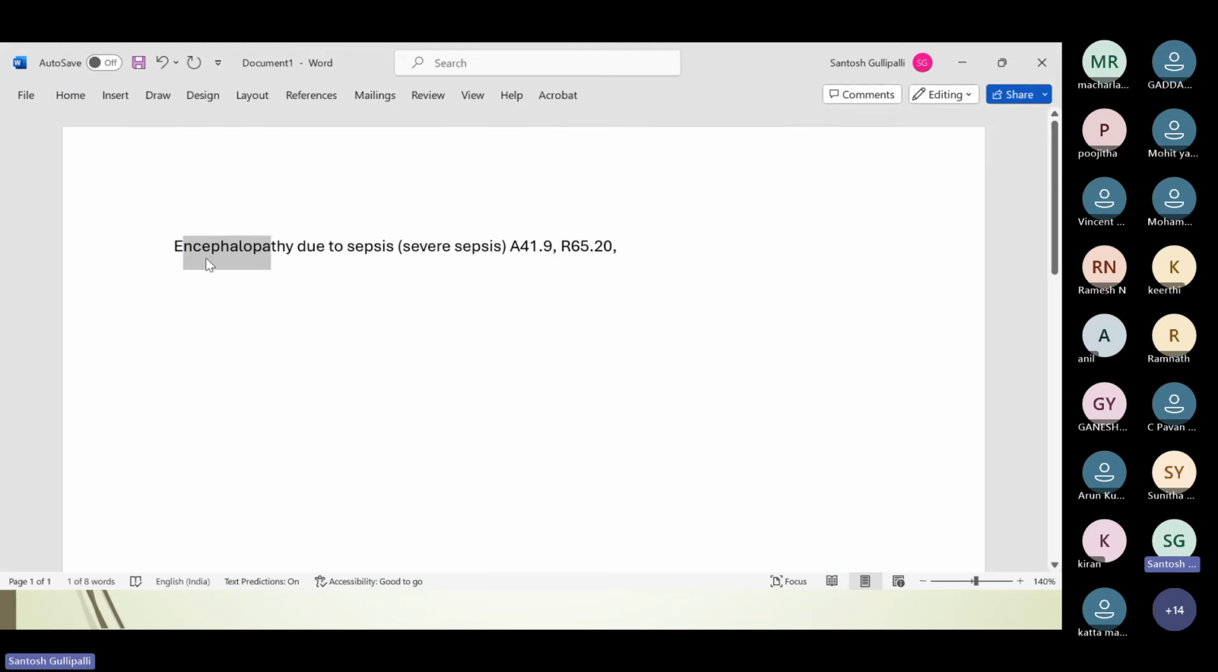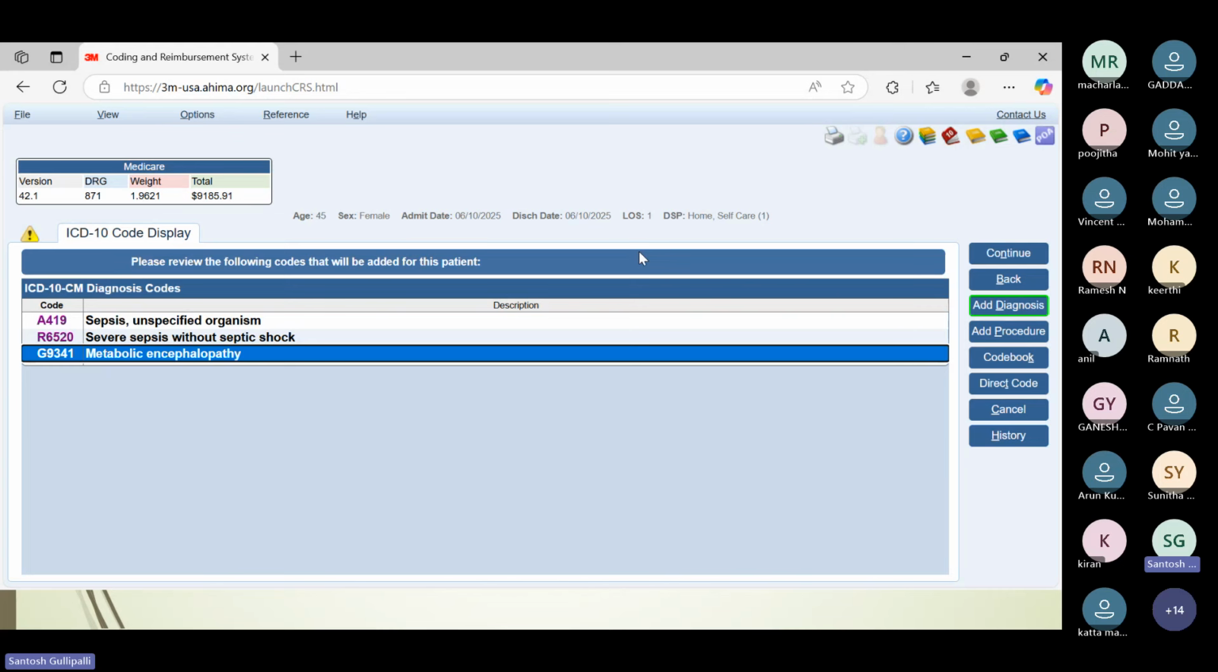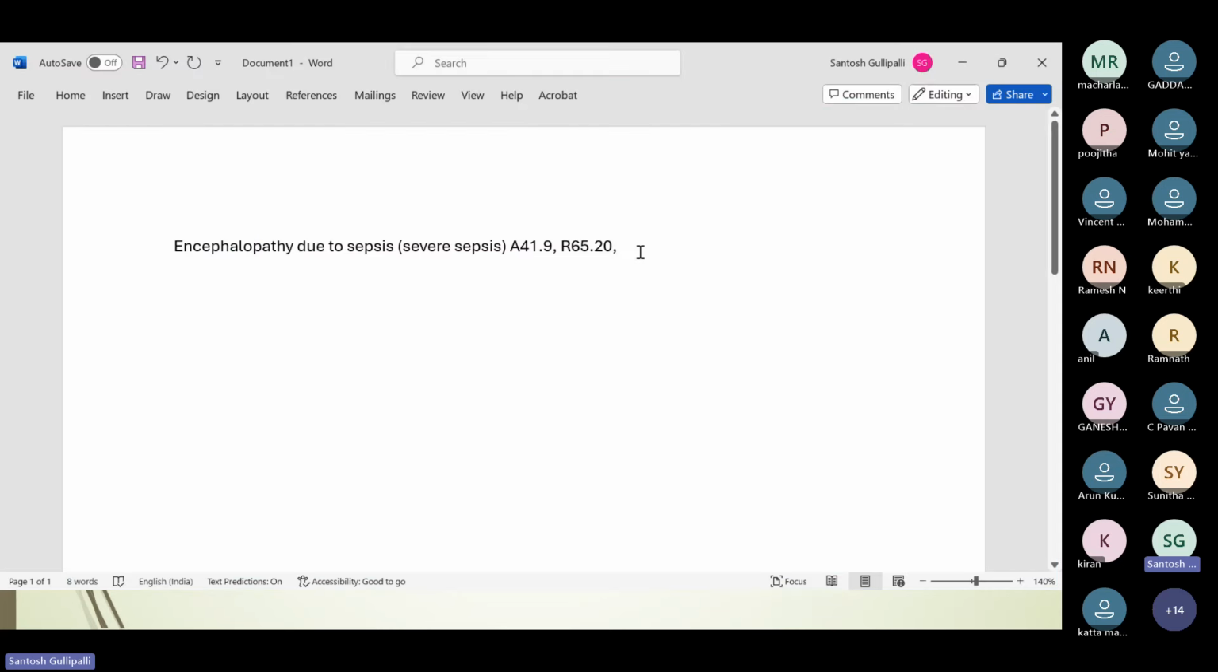The unspecified encephalopathy code is different, but this is considered metabolic encephalopathy. Why do we consider it metabolic encephalopathy? Because it is encephalopathy due to sepsis. So the metabolic encephalopathy code is G93.41.